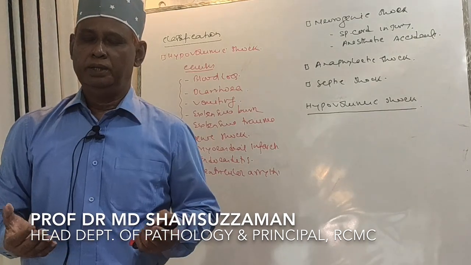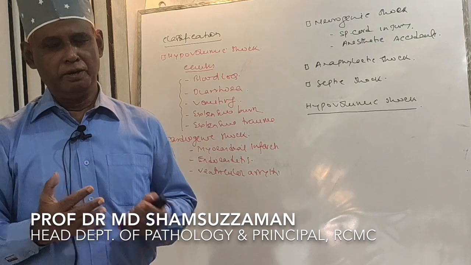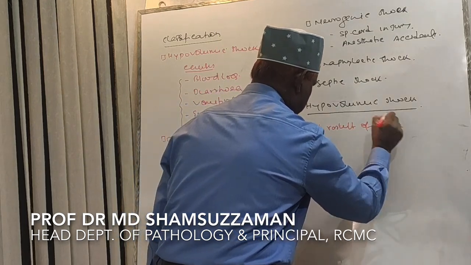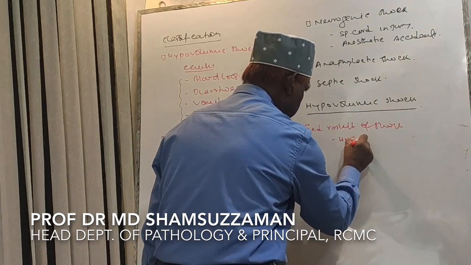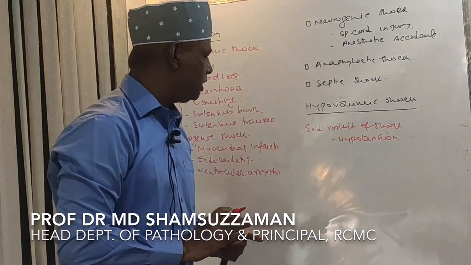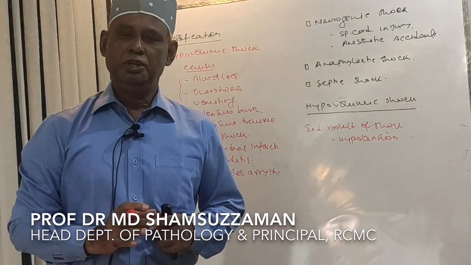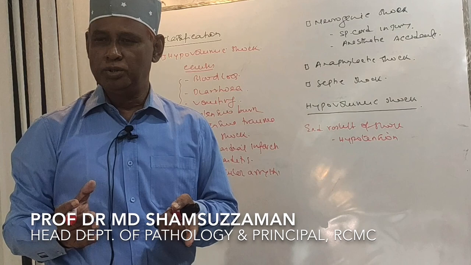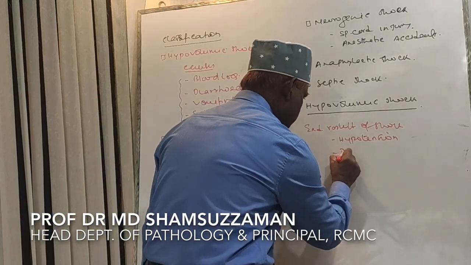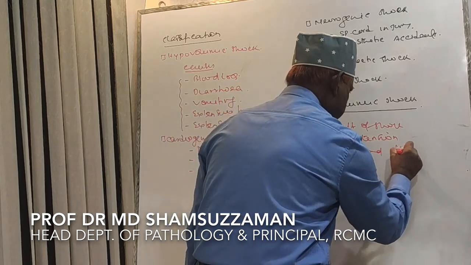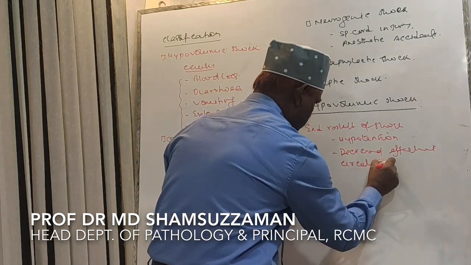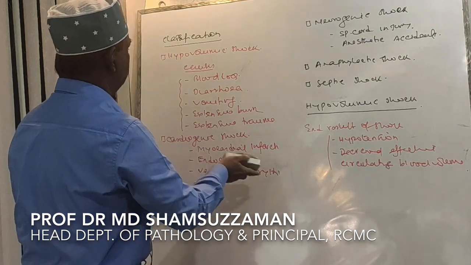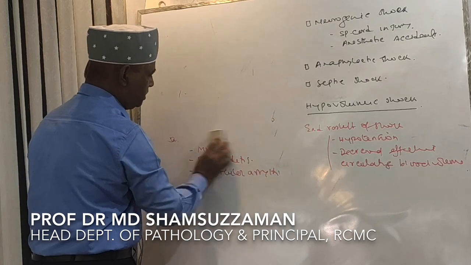Dear audience, in shock, the end result of shock is hypotension. And in shock, there is decreased effective circulating blood volume. So the end result of shock is hypotension, and in shock there is decreased effective circulating blood volume.